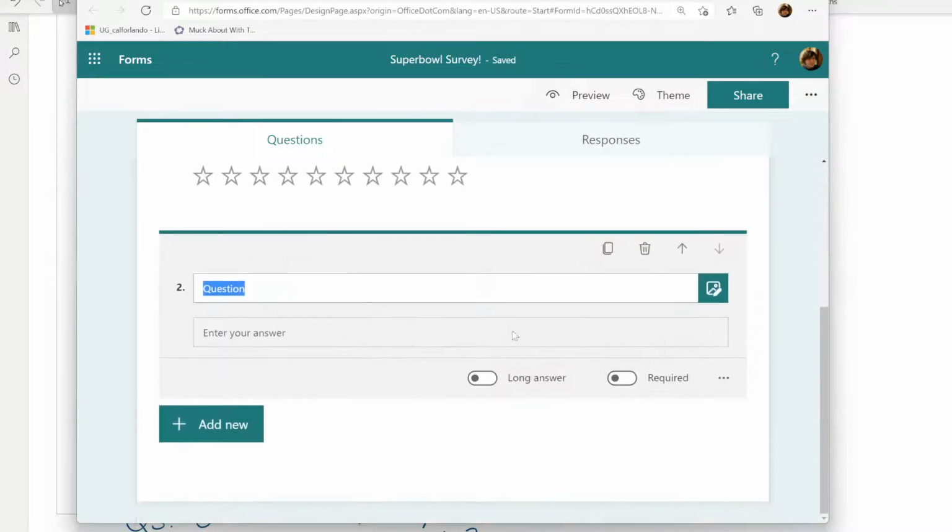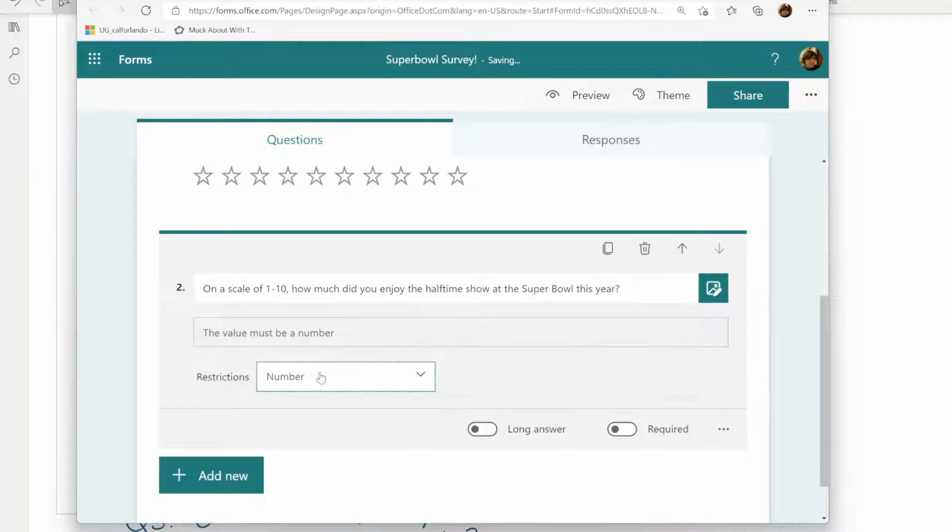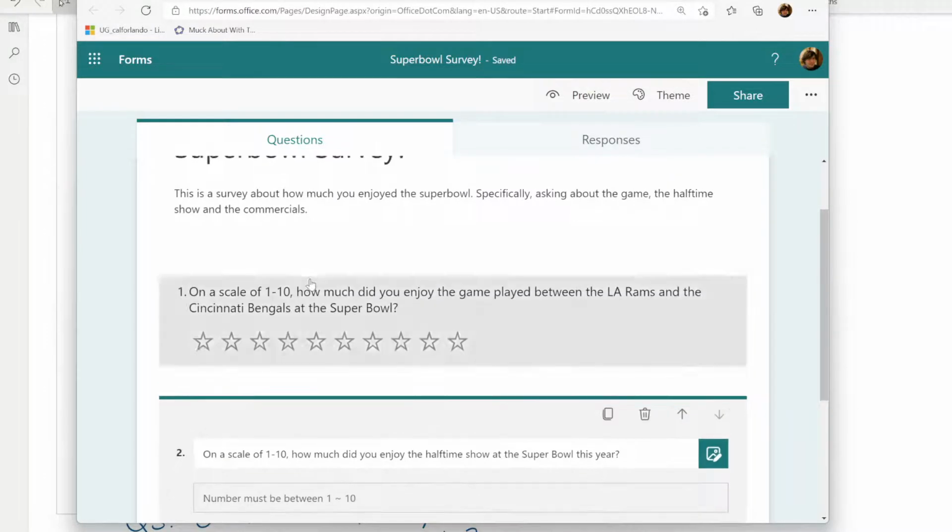I'm going to put this one as text, but then I'm going to say, okay, on a scale of 1 to 10, how much did you enjoy the halftime show at the Super Bowl this year? And then I could say here restrictions, it's got to be a number, and it's got to be a number between 1 and 10. See that? If I go here and go restrictions, I can say you can't just type anything in here. You've got to write a number between 1 and 10.